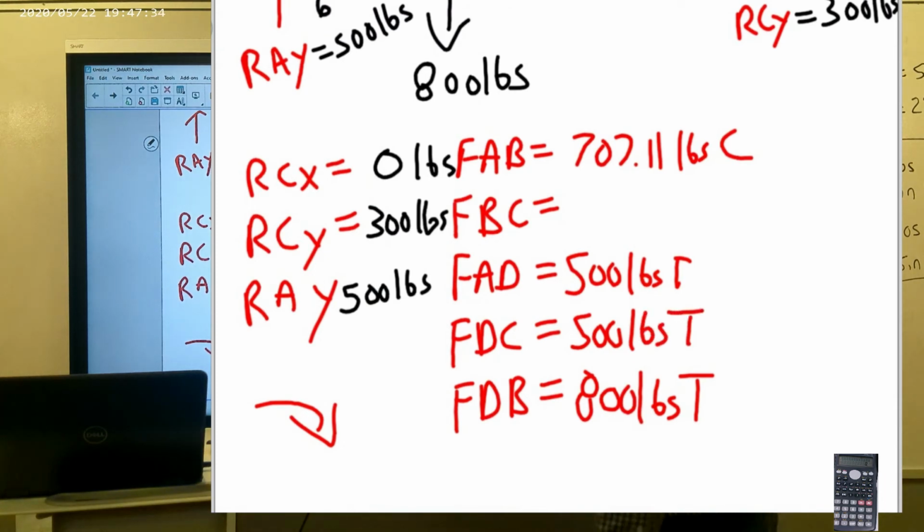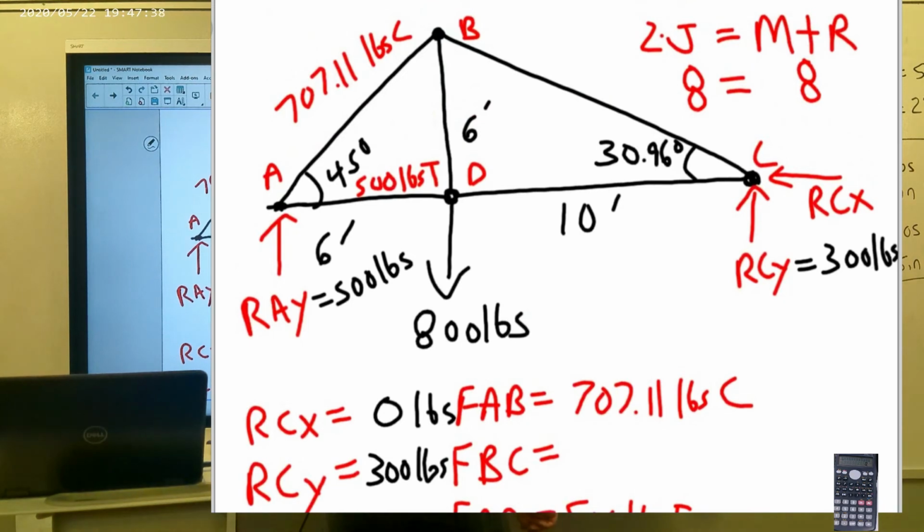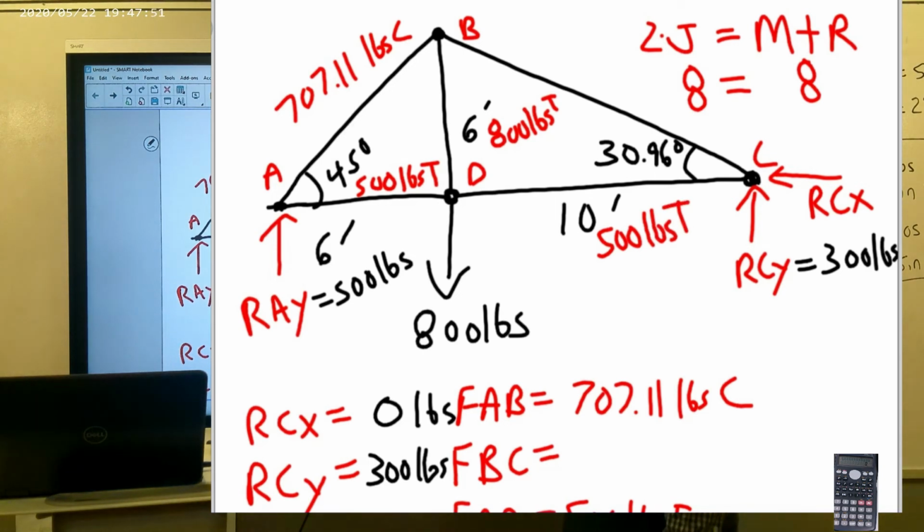And look what we're down to. We're down to one member left to solve for. So 800 pounds of tension, 500 pounds of tension, and the last member that we need to solve for is member BC. And we could actually approach that two different ways, and I'm going to talk about the two different ways that we could approach that.